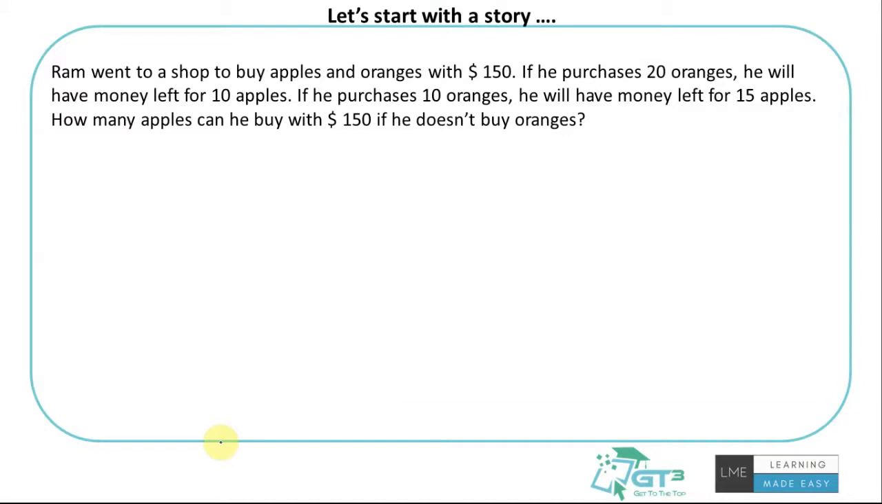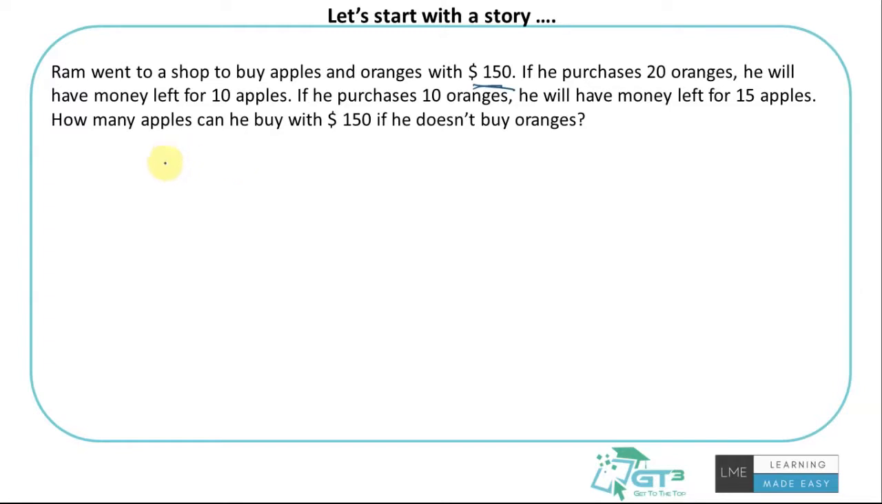To show you an example of a word problem, let's start with a simple story. Ram went to a shop to buy apples and oranges with $150. If he purchases 20 oranges, he will have money left for 10 apples. If he purchases 10 oranges, he will have money left for 15 apples. How many apples can he buy with $150 if he does not buy oranges? That's what the question is asking for.